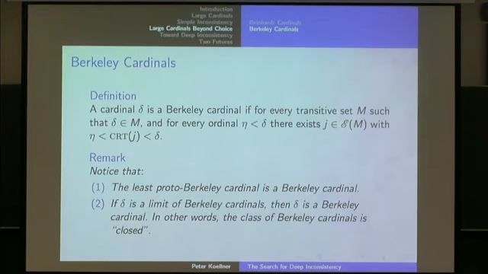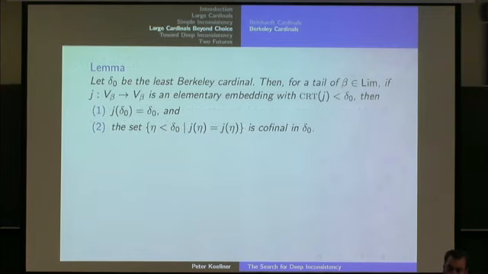Okay, so notice the least proto-Berkeley cardinal is a Berkeley cardinal. And if delta is a limit of Berkeley cardinals, then delta is a Berkeley cardinal. In other words, the class of Berkeley cardinals is closed. Okay, so lemma: if you take the least Berkeley cardinal, then for a tail of limit ordinals beta, if there's an embedding from V beta to V beta with critical point less than delta naught, then that embedding has to send delta naught to itself, and there's going to be cofinally many fixed points.